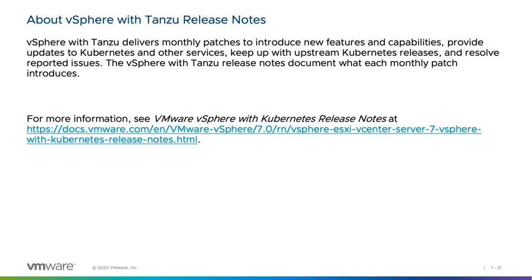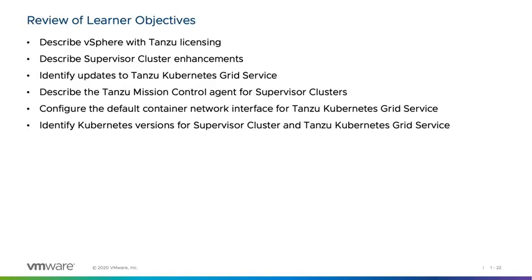At the end of this lesson, we've described the vSphere with Tanzu licensing, described supervisor cluster enhancements, identified updates to the Tanzu Kubernetes Grid service, described the Tanzu Mission Control Agent for supervisor clusters, configured the default container network interface for Tanzu Kubernetes Grid service, and identified Kubernetes versions for the supervisor cluster and Tanzu Kubernetes Grid service.